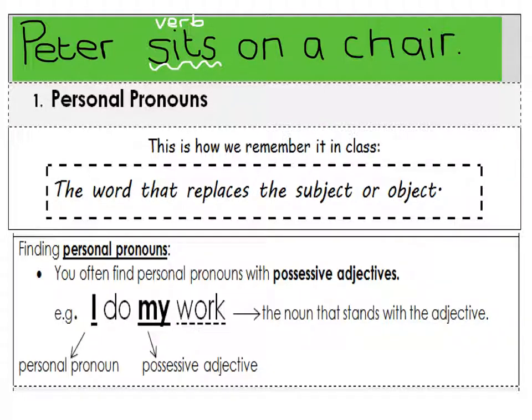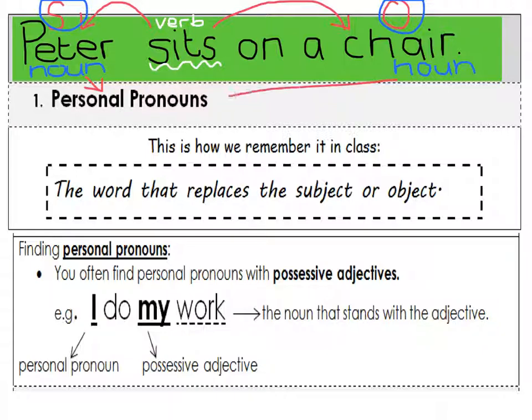Now let's find the subject. The subject is the person or the thing doing the action. In this case, the subject is Peter. The object is the person or the thing receiving the action, and in this sentence, it is the chair. The chair is the object. A subject and an object is always a noun. In every sentence, it will be a noun, but it could be replaced by a personal pronoun.